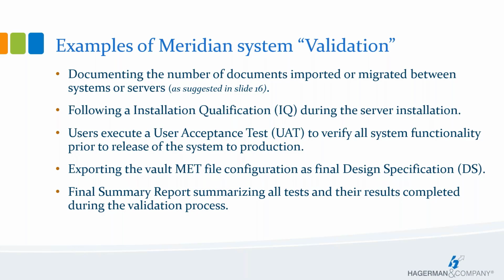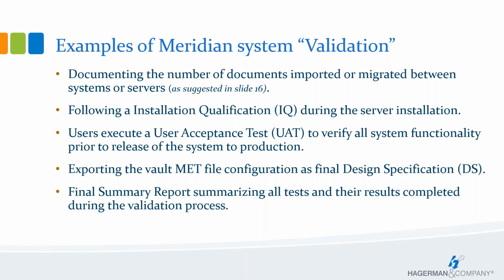Users executing a user acceptance test, or UAT, to verify all system functionality prior to the release of the system in production. I know we talked about that earlier, but that's the user's chance to get in the system and verify that, hey, this does function the way I expect it to. I don't have a problem with any of my key tasks, they all function as expected. So when the system's released to production, there are no questions, no comments, no concerns. Everybody had the time to review and execute this.